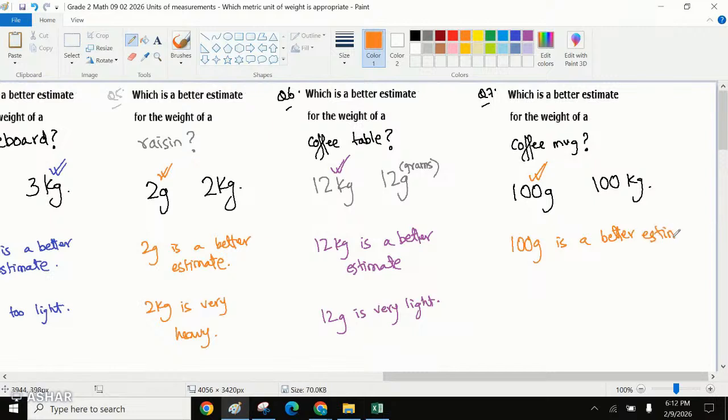See, if I were to say the weight of a lion, then we can say 100 kilograms, right? But a coffee mug is something you pick up very easily, right? So we can say 100 kilograms is very heavy. It's okay. We are learning here. I as a teacher, sometimes I also write the wrong answer, right? It's okay.